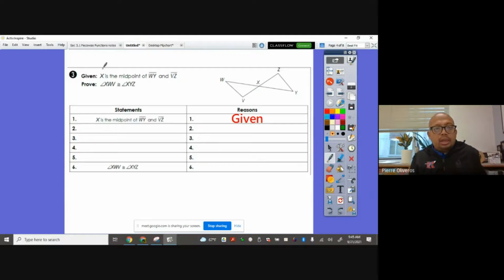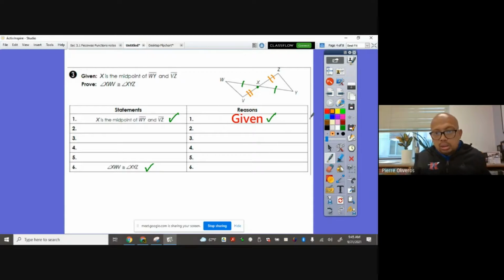So here, given X is the midpoint of WY and VZ, prove that angle XWV is congruent to XYZ. So let's look at the given. Let me write the statement and the given there, and what I'm trying to prove. I know that X is the midpoint of WY, so this side here and that side are going to be congruent. And X is also the midpoint of VZ, so these two here are congruent.